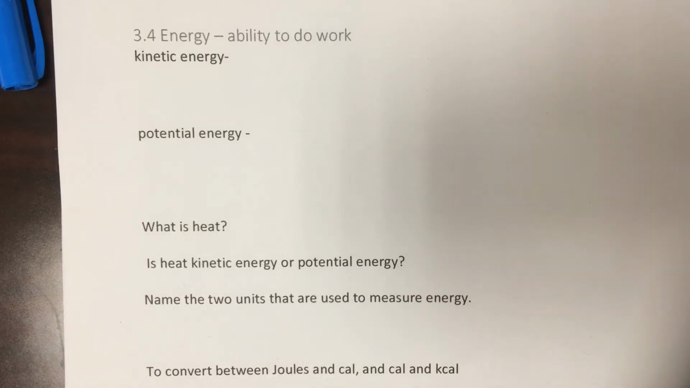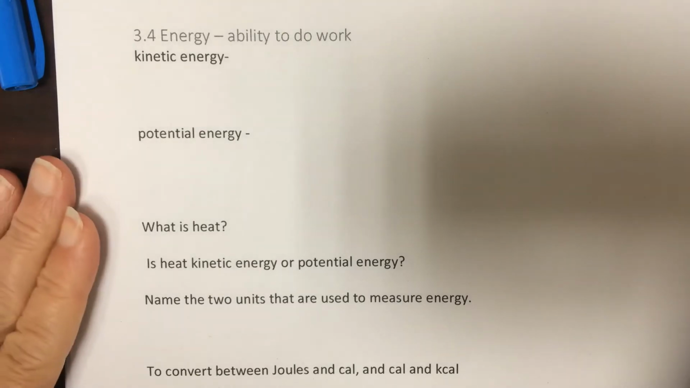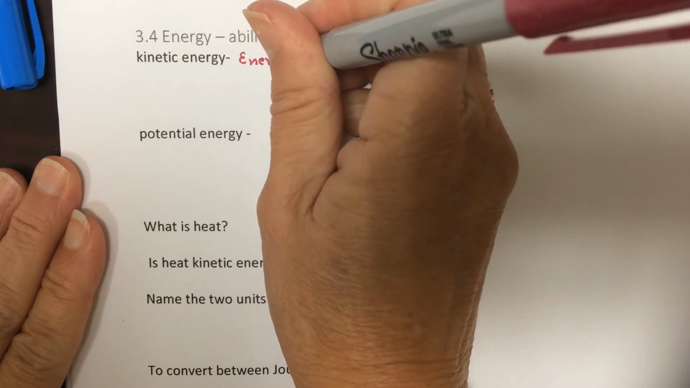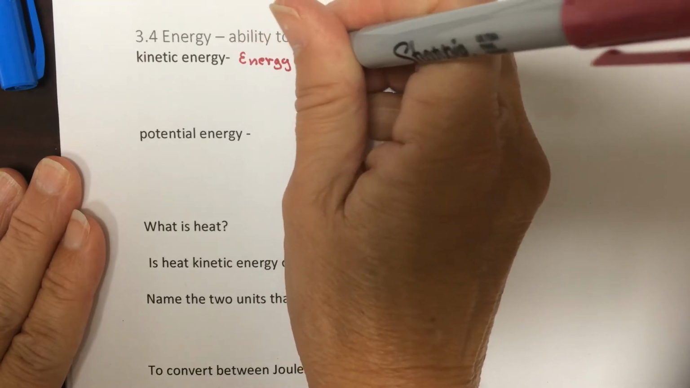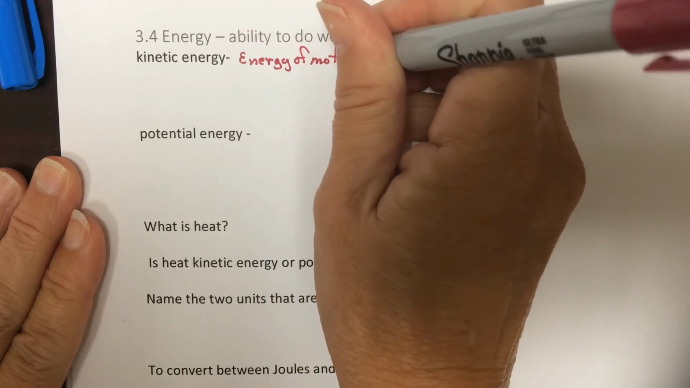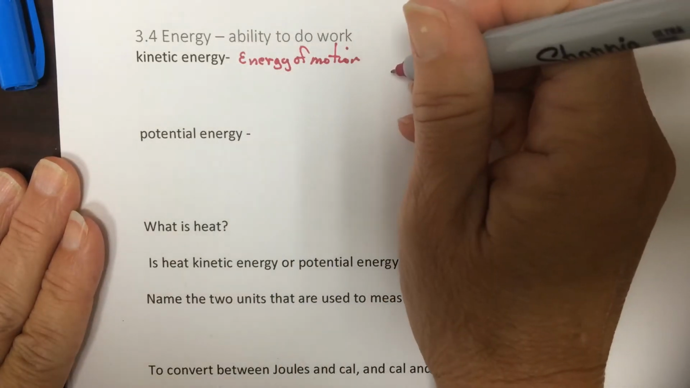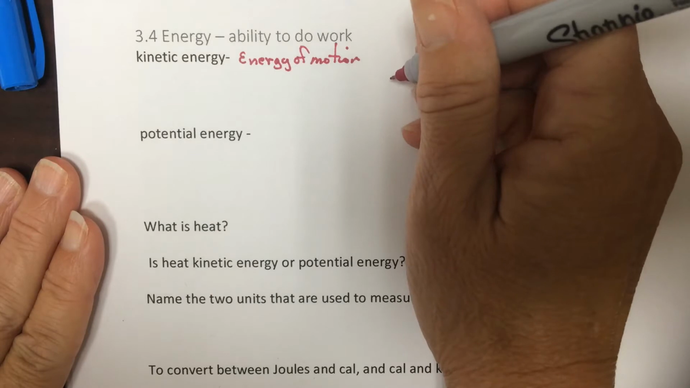So energy is the ability to do work. And we divide energy up into kinetic energy and potential energy. Kinetic energy is the energy of motion. So if something's kinetic, it's moving.